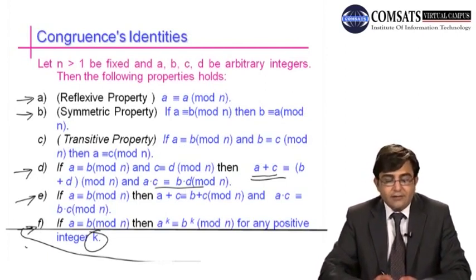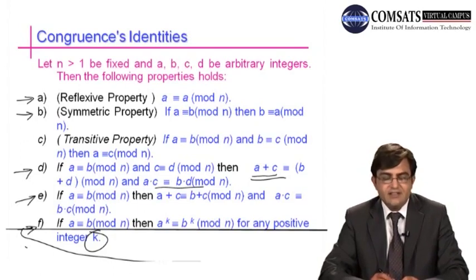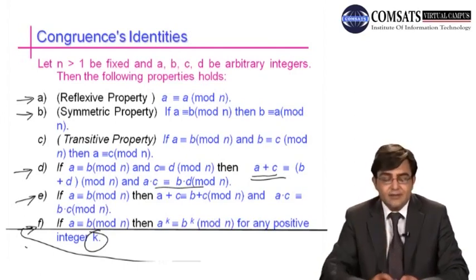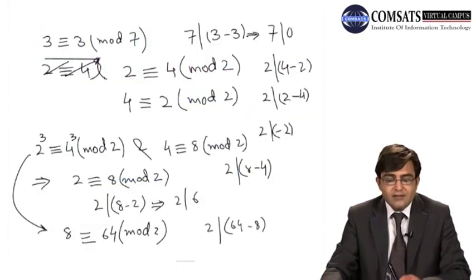So we have seen some properties of mod congruence. We can prove these properties by using some direct or indirect methods. We will also study these congruence relations and congruence identities in detail when we study relations in the next lectures. So for mod congruence this is sufficient.